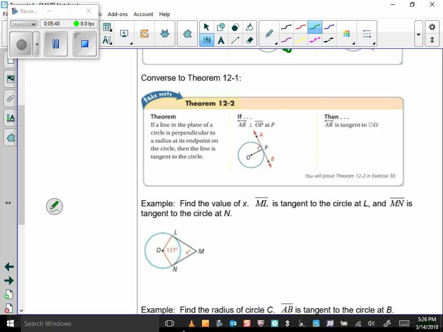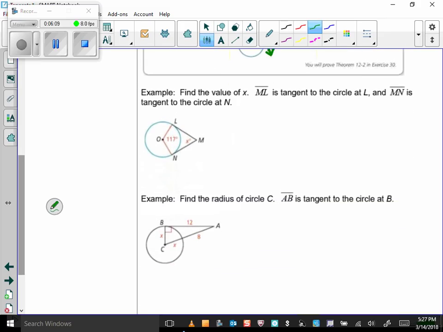If we know that the line is perpendicular at the point of tangency, then we know that it is a tangent. If a line is perpendicular to a radius at its endpoint, so the endpoint of the radius right there, if this line is perpendicular to that, then we know that that line is a tangent to the circle. All right, let's look at our examples.